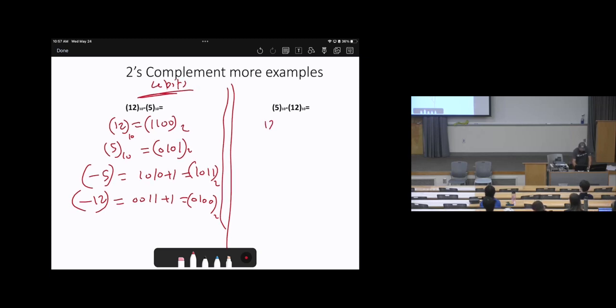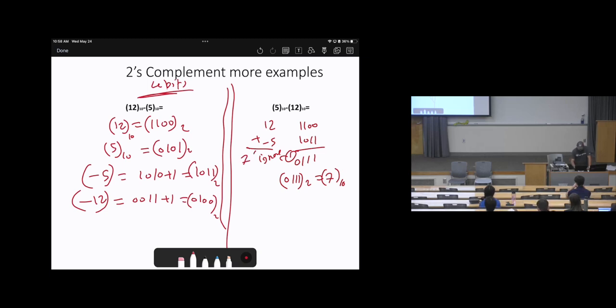Let's make 12 plus negative 5. 12 is equivalent to 1, 1, 0, 0. Negative 5 is equivalent to 1, 0, 1, 1. So 0 plus 1, 1; 0 plus 1, 1; 1 plus 0, 1; 1 plus 1, 10, 0 carry out 1, ignore the carry. So the answer will be 0, 1, 1, 1 in binary. And when you convert this, it is equivalent to 7 in decimal. And that's what we're used to, that's normal. So 12 minus 5 is 7.